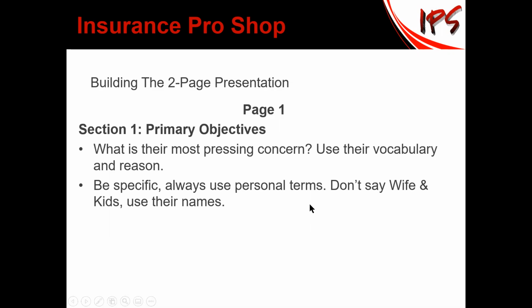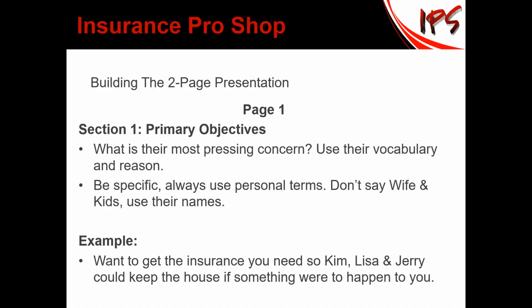So if we have a married couple, with a wife named Kim and 2 kids, Lisa and Jerry, and their primary objective was that it was for mortgage insurance, so they wanted the house taken care of if something were to happen to them.